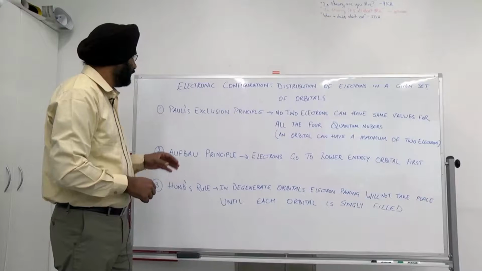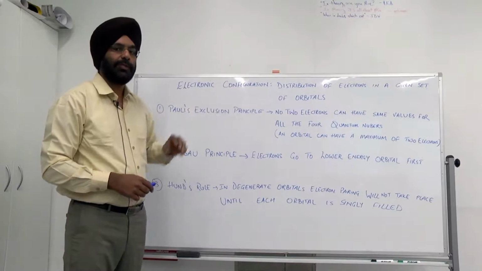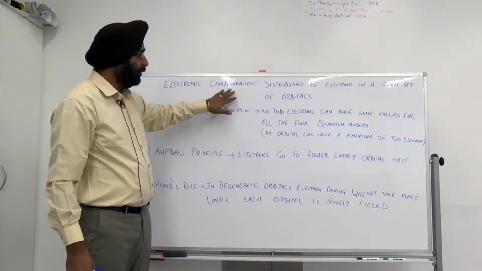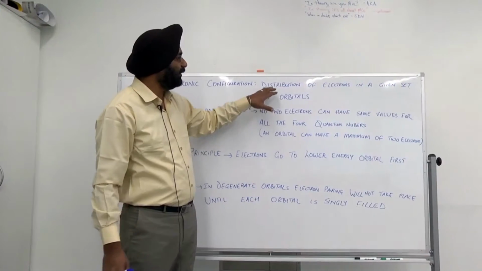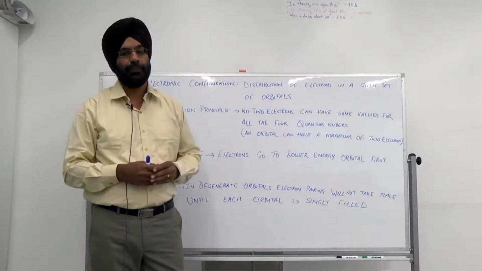Today we are going to discuss electronic configuration, how to write an electronic configuration. So first of all, what is electronic configuration? An electronic configuration is basically the distribution of electrons in a given set of orbitals in an atom.